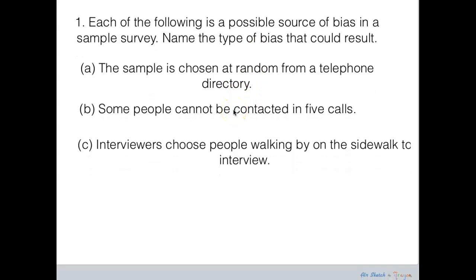Let's do this last example, I think, and I'm probably going to assign the formative assessment. I'll just have you guys do that on your own, and we'll score it at the beginning of the next class. But let's do this last example. All right, so the sample is chosen at random from a telephone directory. What sort of bias could that introduce? I kind of already talked about this. It's undercoverage, right?